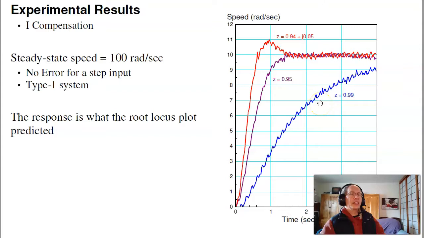And these are the step responses I get for having it go from 0 to 10 radians per second. Actually, it was from 40 to 50 radians per second, scaled down by 40. By placing the pole at 0.99, I get a very slow system with a real pole at 0.95 in the z-plane. I get a faster pole, no overshoot. And then when I get a complex pole, I start getting overshoot, just like the root locus predicts.